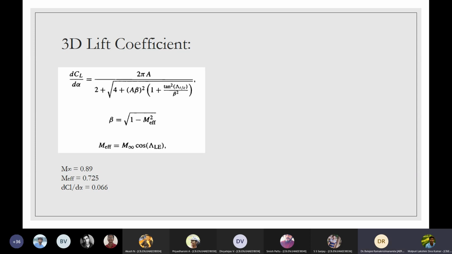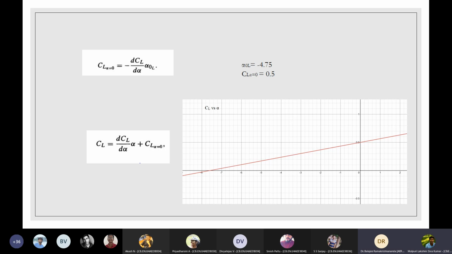What is the unit for dCL by d alpha? Per radian, sir. Actually, I varied the aspect ratio, sir, but we are not getting much variation. The effect of Mach number is more then. From the airfoil data, we have found alpha 0L, and from that we have found the CL, so we can draw the CL curve. This curve is for 3D, sir.